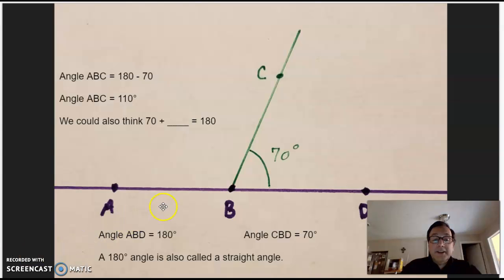Okay, so hopefully you took angle ABD that you knew was 180 and angle CBD, which is 70, and you subtracted that and you got 110. We could also do 70 plus what would equal 180. Okay, because we know that the straight line has to equal a total of 180. We'll go to our next slide.